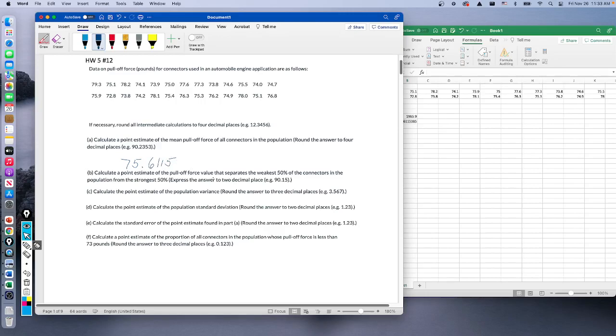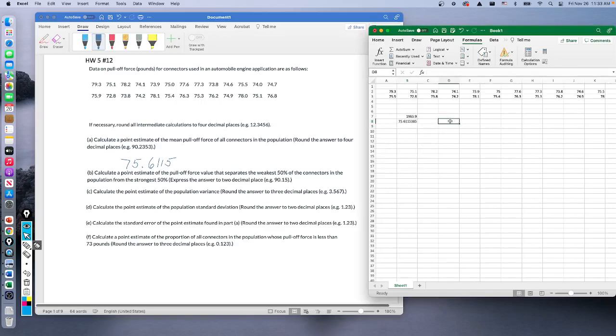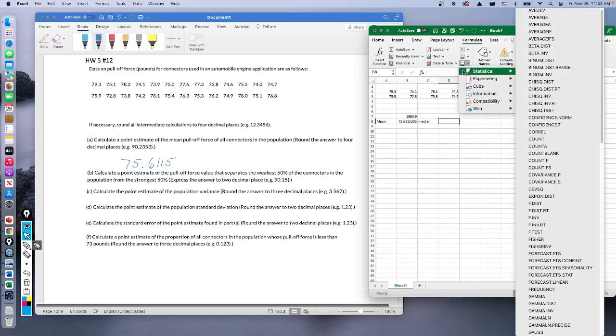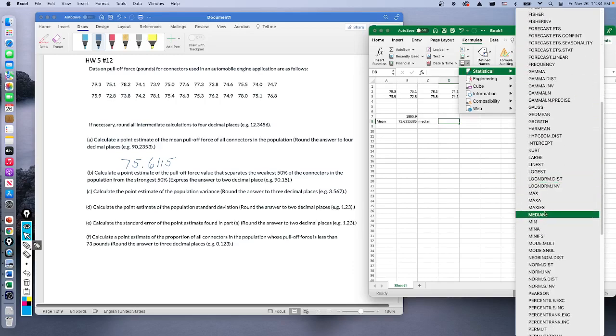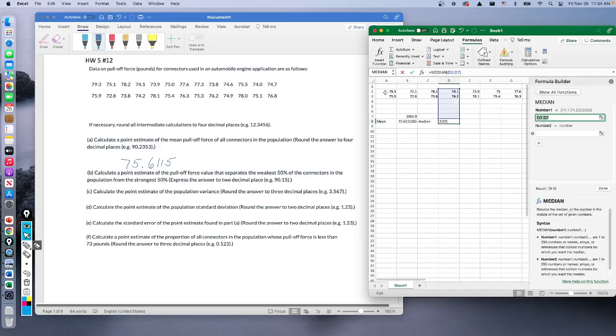Calculate a point estimate of the pull-off force value that separates the weakest 50% of the connectors from the strongest 50%. Well, that's going to be the median. So we'll label these mean. Now let's find the median. It's the dividing place between the top and bottom 50%. So we come here to our formulas. Let's have it find the median. Again, you could put them in order and locate the median that way too. Since there's 26, it would be halfway between the two middle pieces.